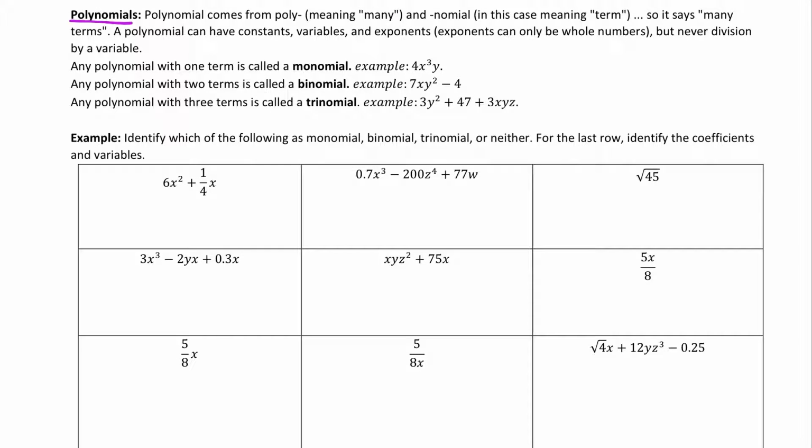Polynomial comes from the word poly, meaning many, and nomial, which means terms. So it really says many terms. And a polynomial can have constants, variables, and exponents. The exponent has to be a whole number.